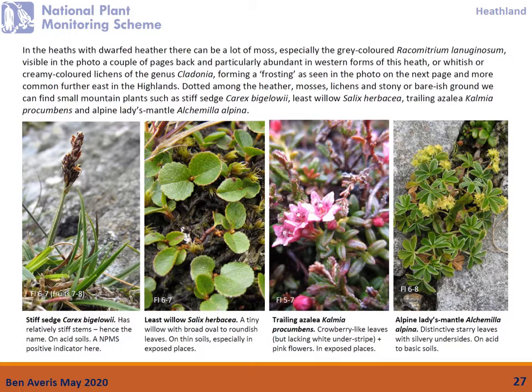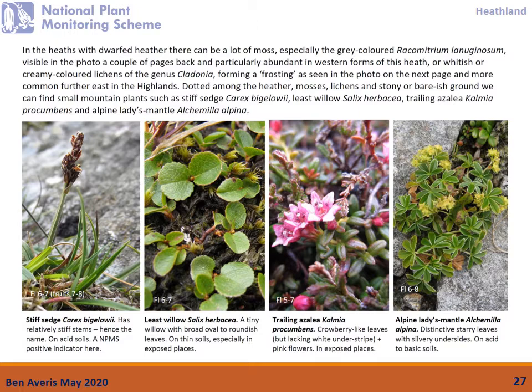This next one, trailing azalea, looks a bit like crowberry. If you haven't got the flowers, you could be forgiven for thinking it was crowberry, and it would be a pretty mean world if you couldn't be forgiven for such a confusion. When you look on the undersides of the leaves, though, you don't have that white stripe. That's one difference. Also on the upper side, see that groove running along the central vein? That's quite distinct for this species as well.